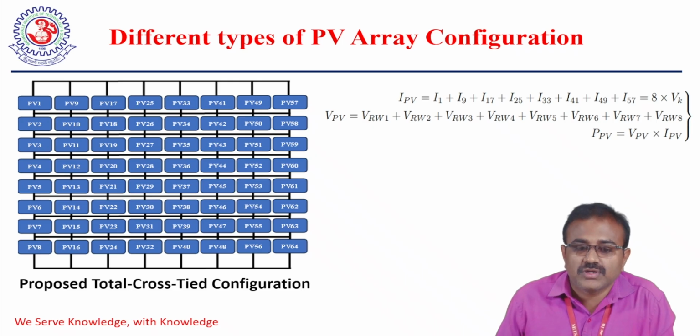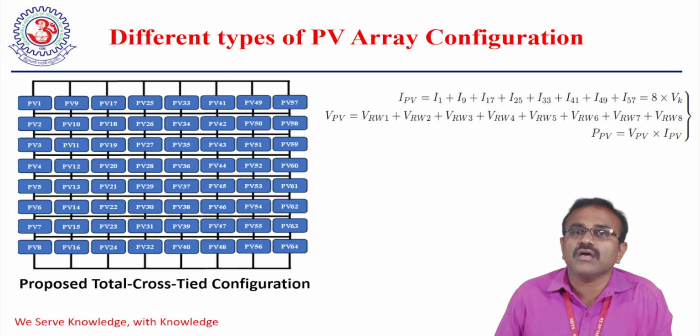Next, we find the voltages. The row voltages across the 8 rows are VR1, VR2, VR3 up to VR8. The power is the product of the voltage and current, which is the total power.